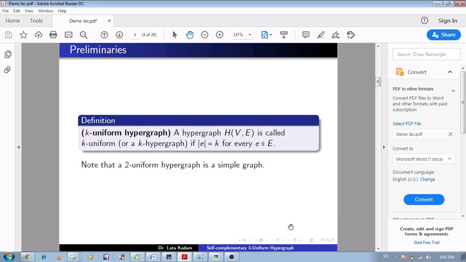Now we define a K-uniform hypergraph. A hypergraph H is called K-uniform or a K-hypergraph if every edge contains exactly K number of vertices. That means the cardinality of E is equal to K for every edge E of that hypergraph. Now we know in a graph, every edge contains exactly 2 vertices. That means a graph is nothing but a 2-uniform hypergraph.